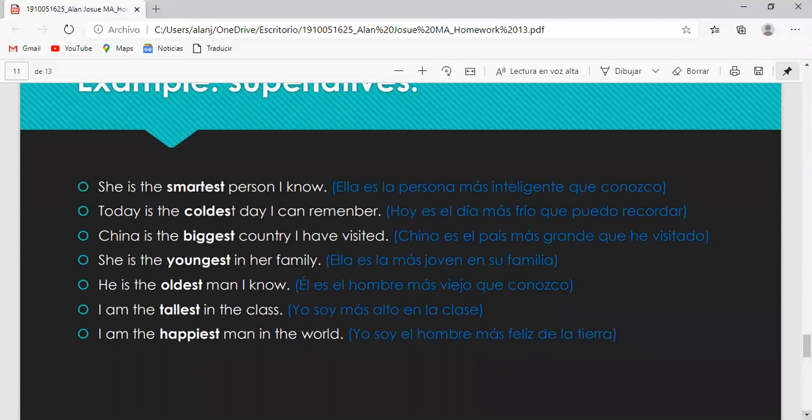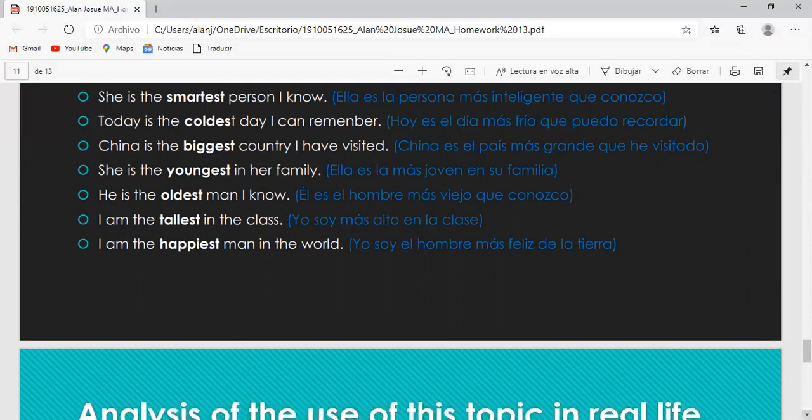Example superlatives: she is the smartest person I know. Today is the coldest day I can remember. China is the biggest country I have visited. She is the youngest in her family. He is the oldest man I know. I am the youngest child in the class. I am the happiest man in the world.